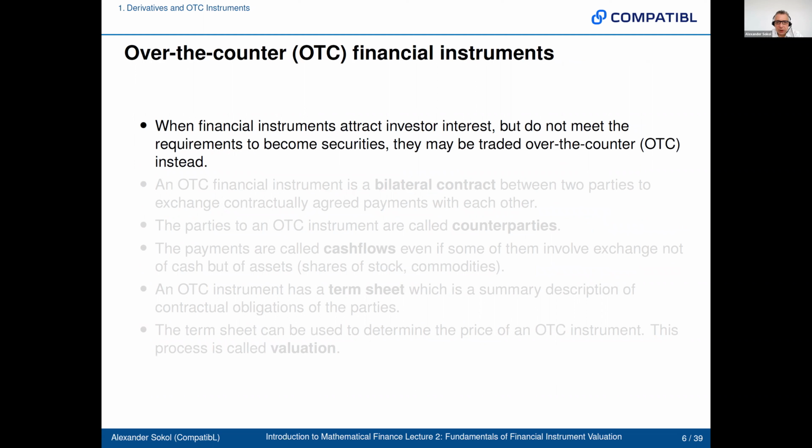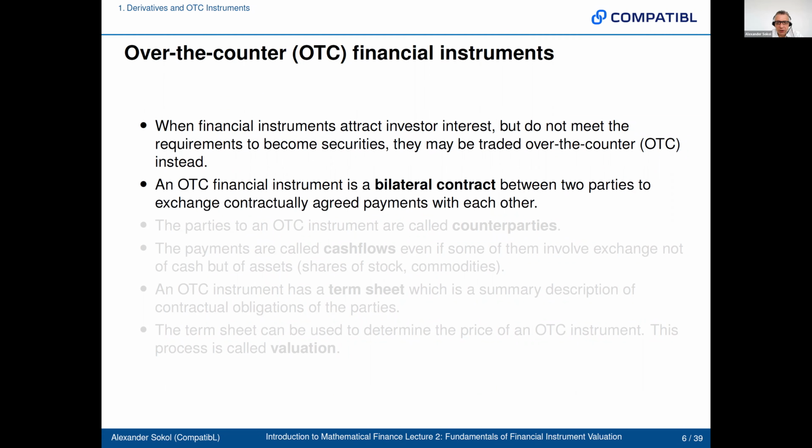Over-the-counter financial instruments: when financial instruments attract investor interest, but do not meet the requirements to become securities, or meet some of the requirements but not others, there are three, right? It has to be fungible, it has to be negotiable, and it has to be a price record, it has to be liquid. So when an instrument meets none or some, but not all of these requirements, it may be traded over the counter, right? So over the counter, meaning you come to a shop, you talk to a salesperson, and over the shop counter, you get a financial instrument, right? As opposed to an exchange.